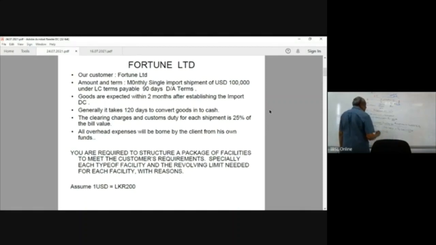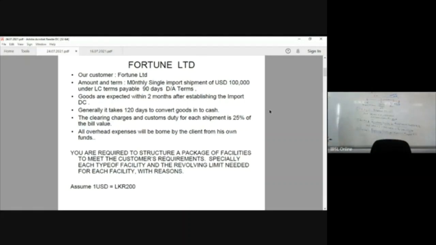Revolving facility for payment of accepted bills. Accepted bills. We're going to pay another one again.